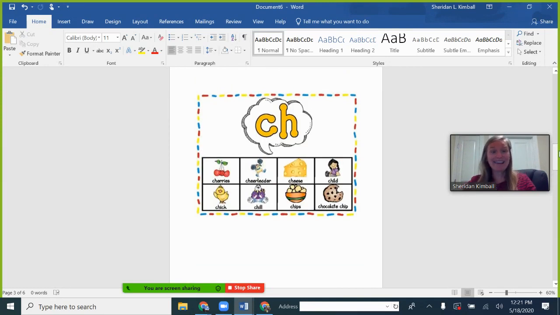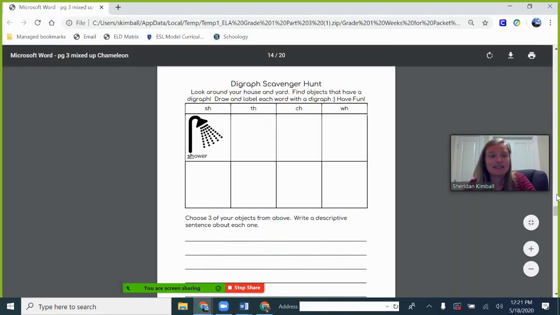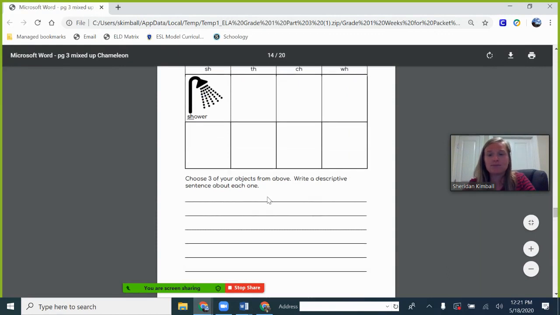Ooh, I love chips. Chips are something that I have in my house. So I'm going to choose my word, chips, and I'm going to make it into a sentence. So let's look at how Miss Kimball does this.